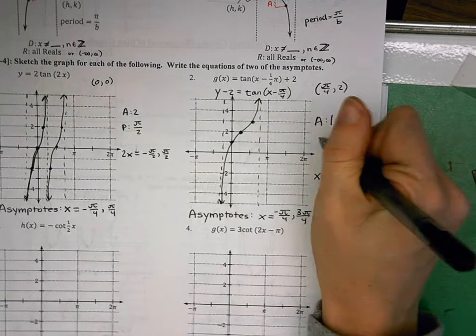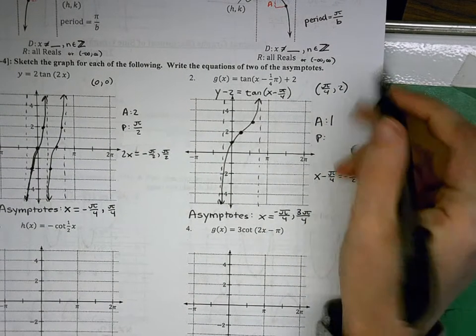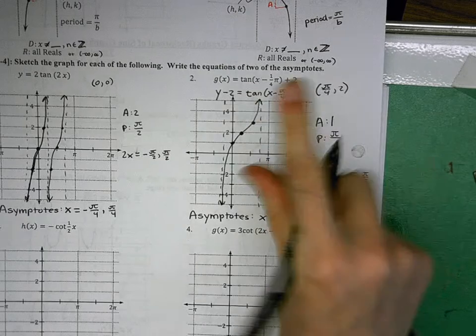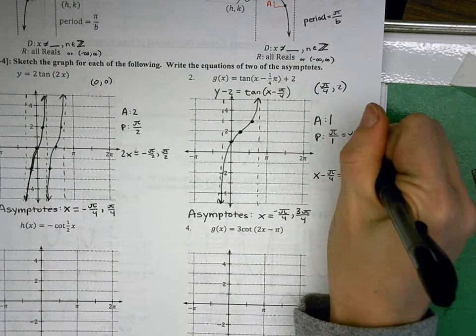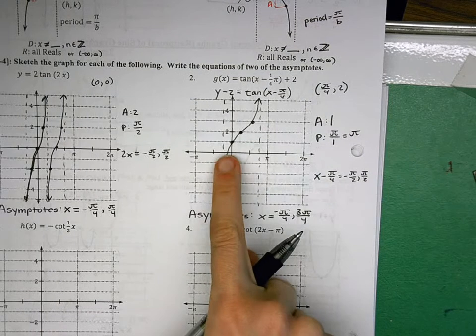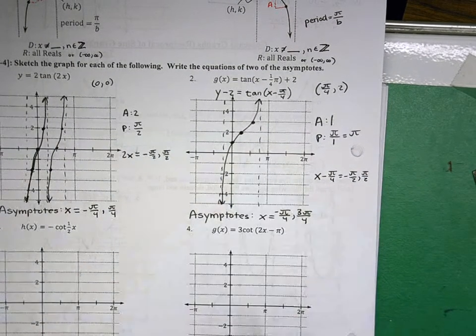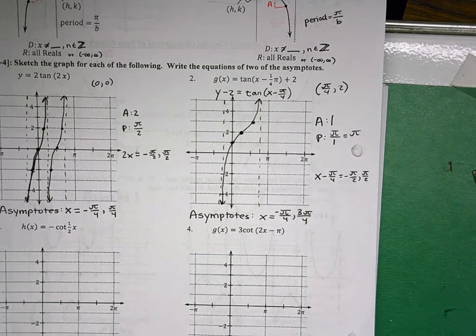To double check, period in this particular case, pi over b, my b is 1. And so my period is just pi. Is that the distance from negative pi over 4 to 3 pi over 4? It is, and so I'm pretty sure I did it right.